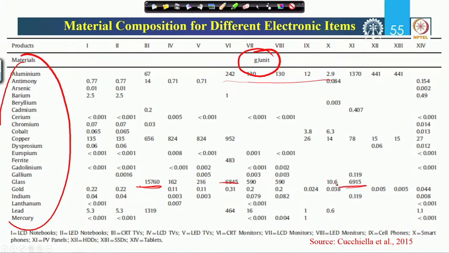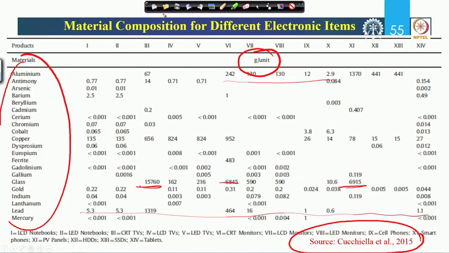Based on the different types, you see a lot of lead showing up, the lead quantity is pretty high. Mercury is being used as well. In some items it is used, in some items it is not, but this is the material composition of different electronic items. This particular study summarized it and put it in this nice table for us to use.